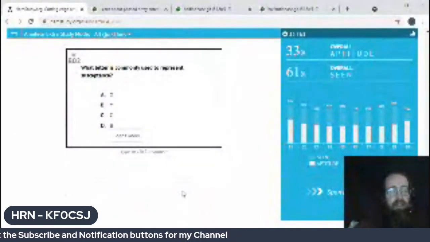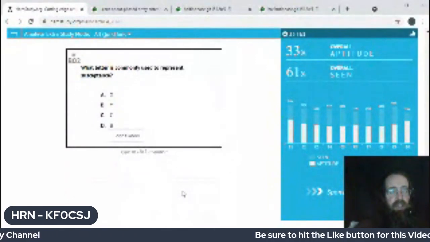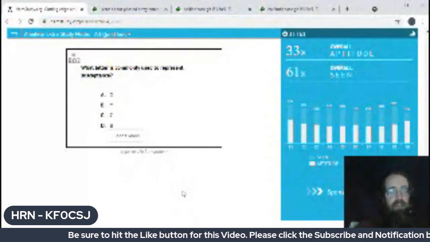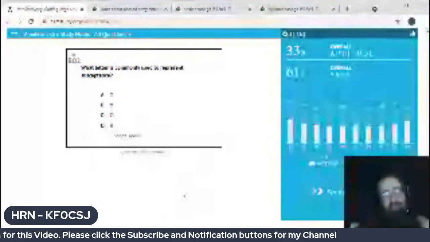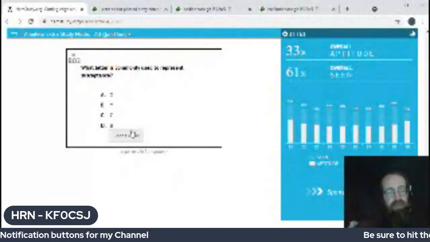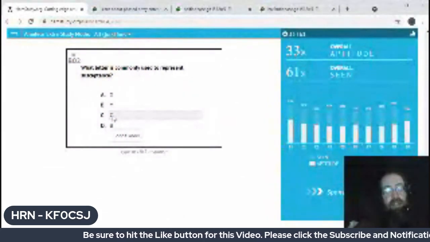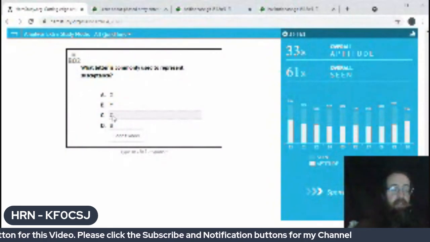What letter is commonly used to represent susceptance? A: X, B: Y, C: G, D: B. I don't know what the answer is, but I'm going to guess C, for G, just because susceptance is allowing things to go through. So I'm going to pick G. Nope, it is B.